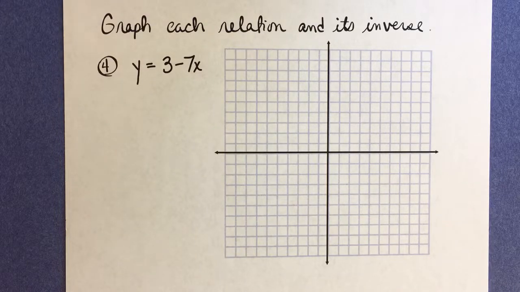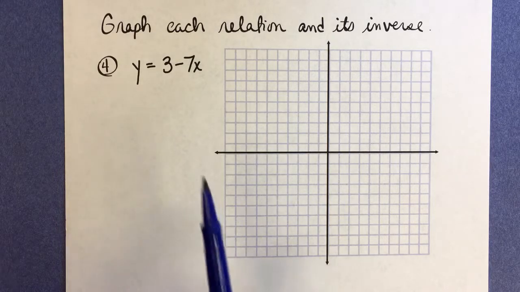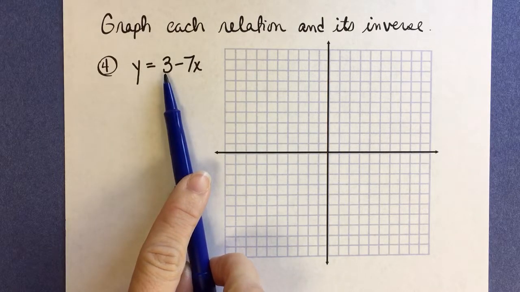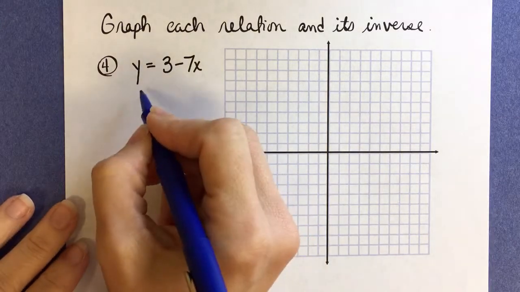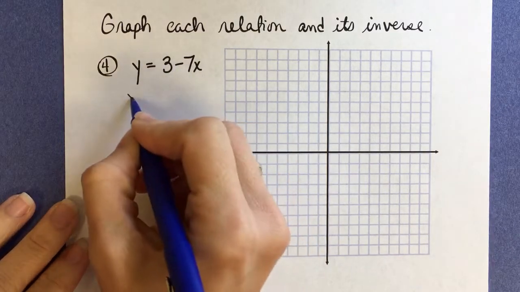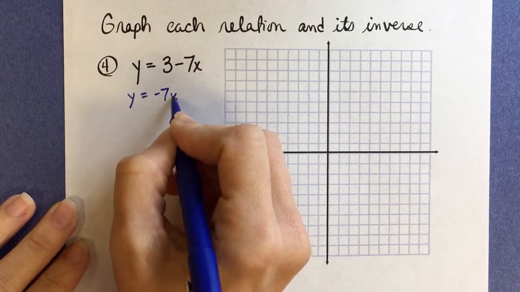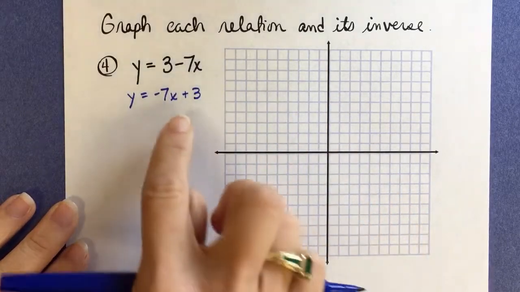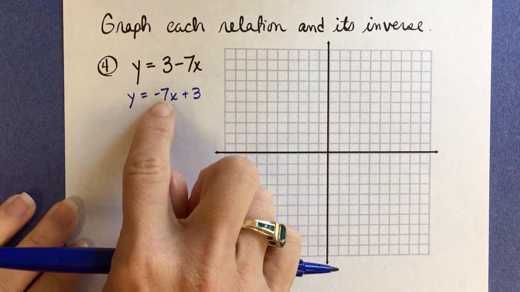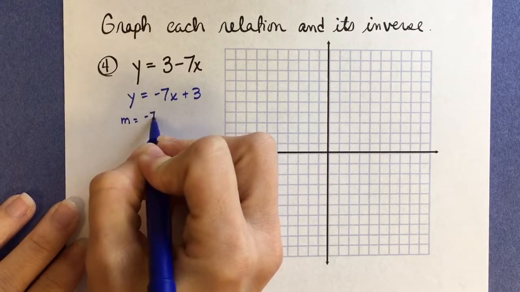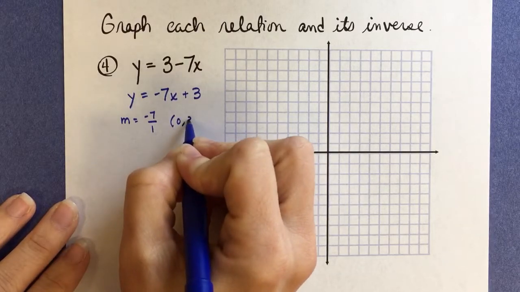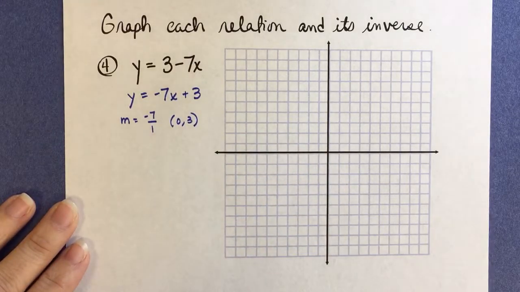Okay, now your instructions are to graph the relation and its inverse. So when it says graph the relation, that would mean the equation or the function that's actually given to you. This is actually just a line because this is y equals mx plus b. Now I'm just turning my terms around here, changing my order, so that way this is my m, this is my b. So my slope is -7, and my y-intercept is at +3, okay?